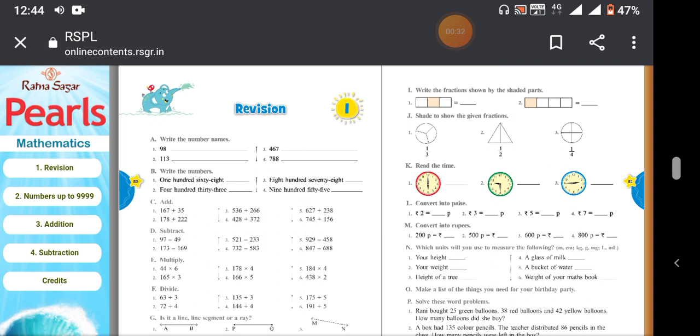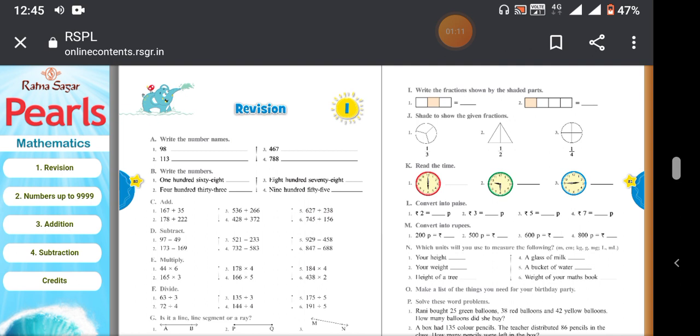In the revision part, first, write the number names 98, 113, 467, 788. You should write the number names by using spellings. For 98, you should write 98 in spelling form. Then second, write the numbers 168, 433, 878, 955. You should write the numbers using digits.